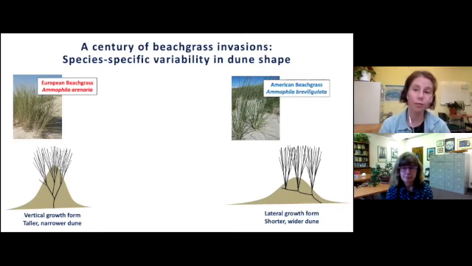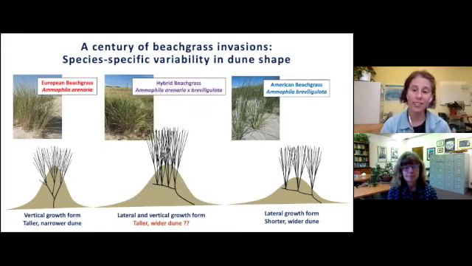And we've also observed from Rebecca's bag experiment earlier that the hybrid has high lateral and high vertical growth. And so our hypothesis is that the hybrid could potentially produce dunes that are as tall or taller than Ammophila arenaria and as wide as Ammophila breviligulata. And this is important because we mentioned the hybrid occurs in areas that are mainly dominated by Ammophila breviligulata. And so the hybrid could potentially increase dune height in these areas, potentially protecting against flooding and erosion from storms and sea level rise better than Ammophila breviligulata.